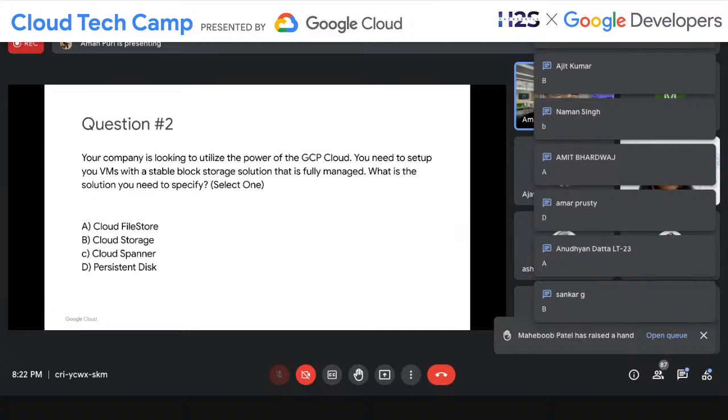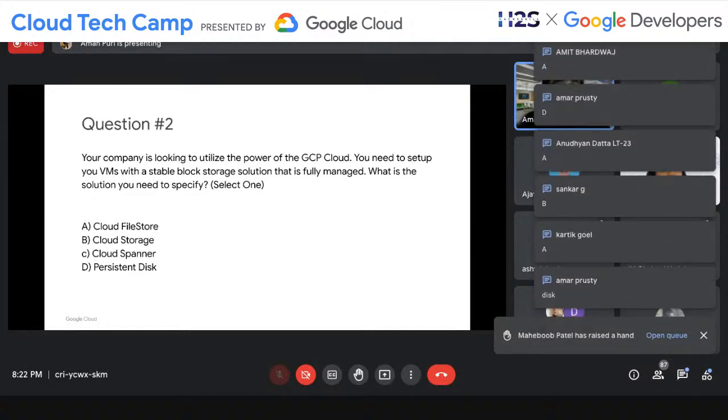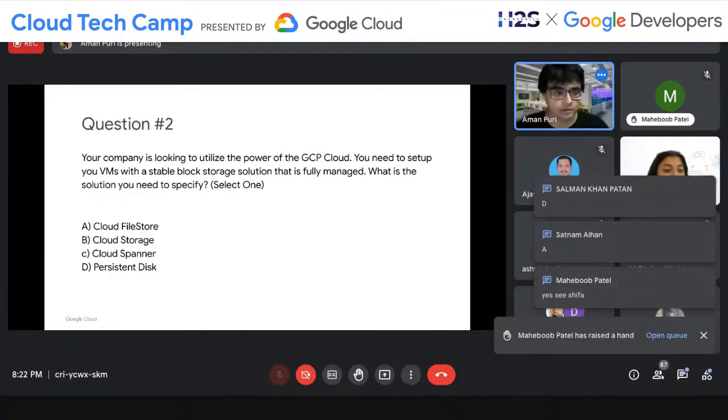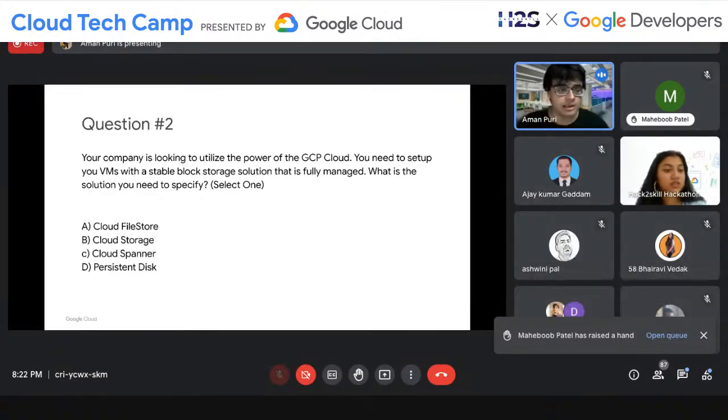For those who are saying A is a file share storage solution, okay, so A is basically a Filestore, which helps you to store as a file share solution, and B is a cloud storage, which is an object storage solution. Filestore is a file storage solution, but when you say block storage, it is a persistent disk. So this is actually the correct solution.